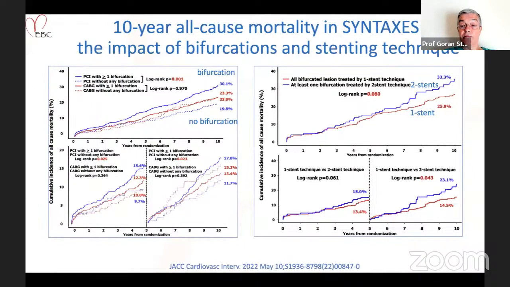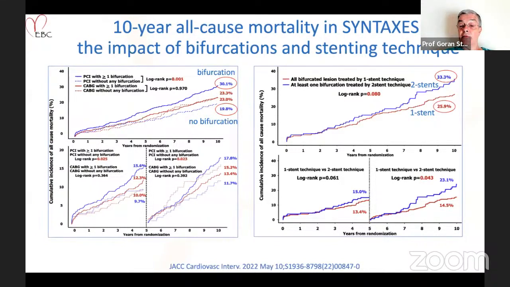Last year, Prof. Serruis published 10-year all-cause mortality in the SYNTAX, comparing impact of bifurcation presence as well as the stenting technique. And what is important in that publication is that percutaneous treatment of bifurcation actually at long-term, at 10 years of follow-up, results again in higher risk of overall mortality, while for CABG, there is absolutely no impact of bifurcation versus no bifurcation on long-term mortality.